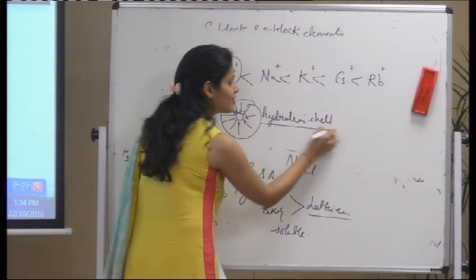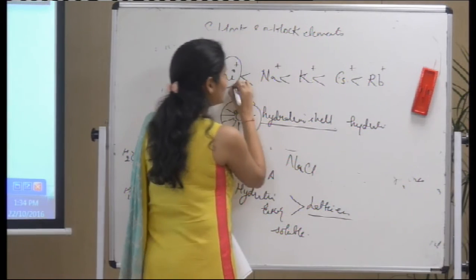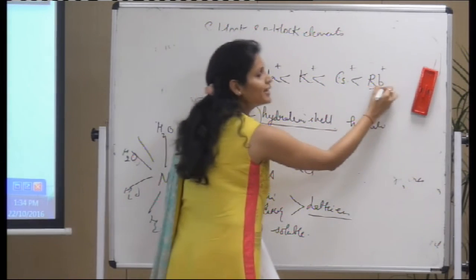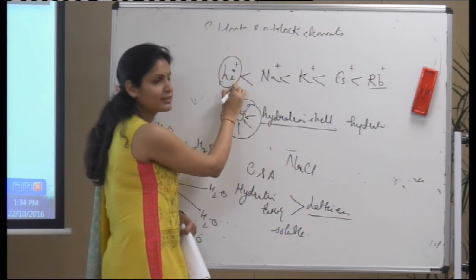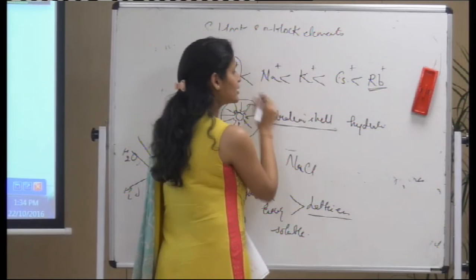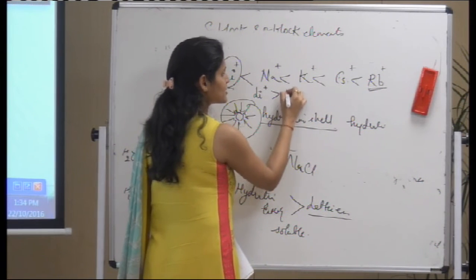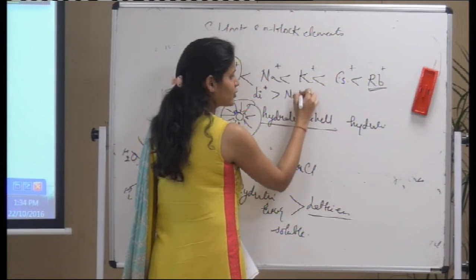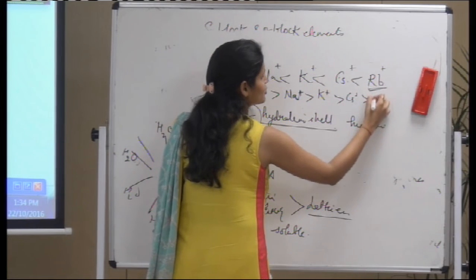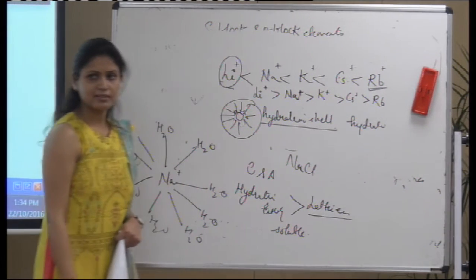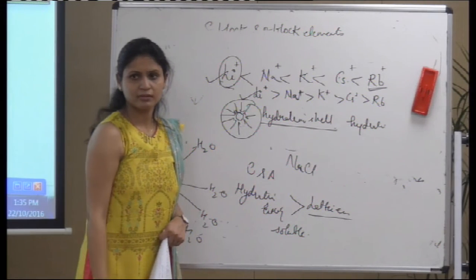That means if the hydration energy of a smaller ion is greater than that of a bigger ion, this ion would be more soluble than the bigger ion. So the order of solubility would be lithium ion more soluble than sodium, then potassium, then rubidium and then cesium. If this is the trend for the size, this is the trend for the solubility. Getting?